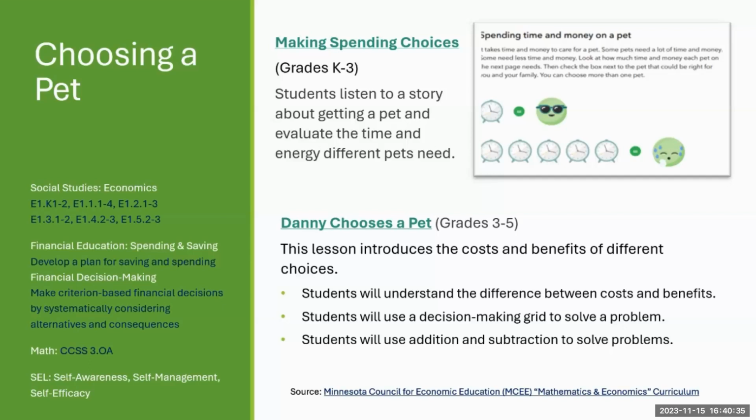One thing that I do really like about this lesson is you may see it says their students listen to a story about getting a pet and then evaluate the time and energy different pets need. This lesson connects to a series of stories that the Consumer Finance Protection Bureau has developed called the Money Monsters. They're fully digital stories, and you could project them if you have a projector or print for small group reading. And it's a great primer. It's a great hook for the lesson.